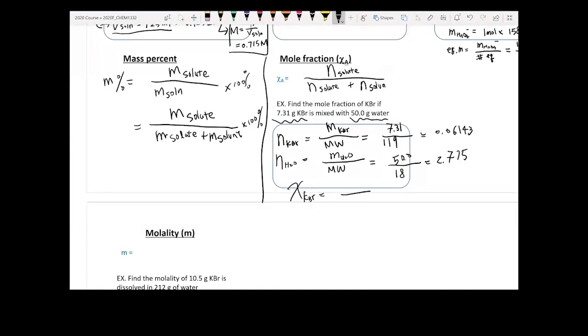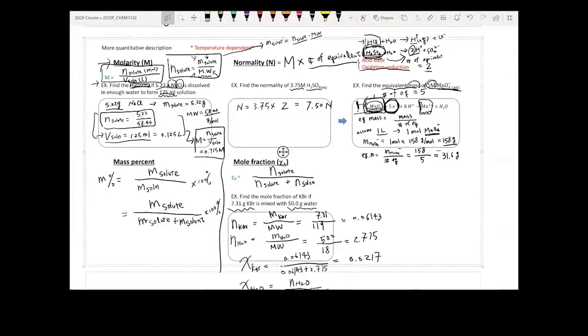Then you can calculate the mole fraction of your KBr. It equals the number of moles of your solute, 0.06143, divided by the sum of these two. So that's 0.06143 plus 2.775. You are going to get a number of 0.0217. If you want to calculate the mole fraction of H2O, you put the number of moles of H2O in the numerator, and the bottom is the same, 0.06143 plus 2.775.